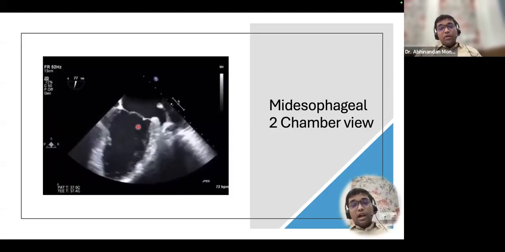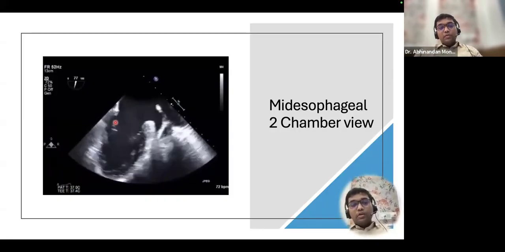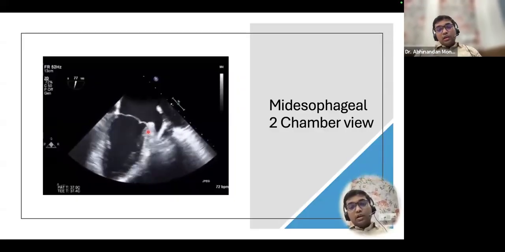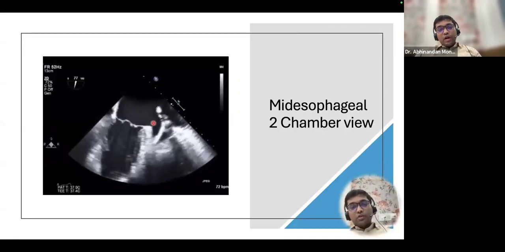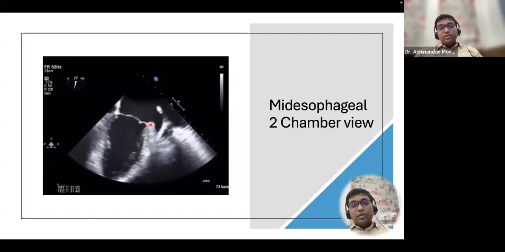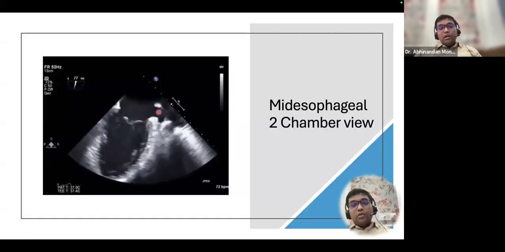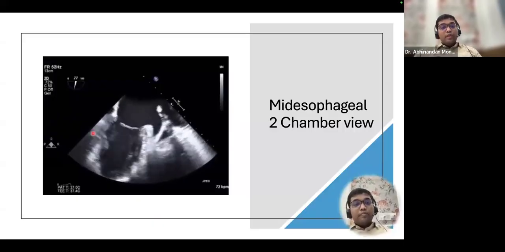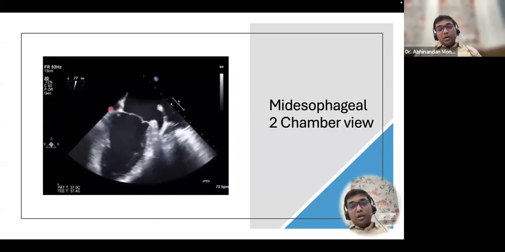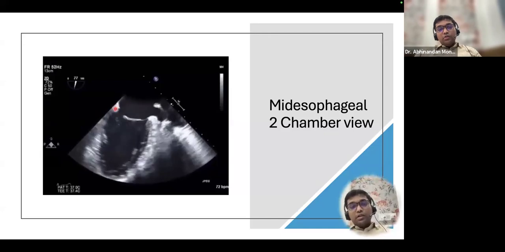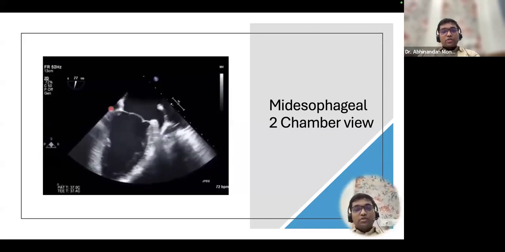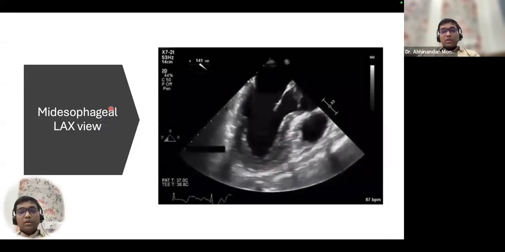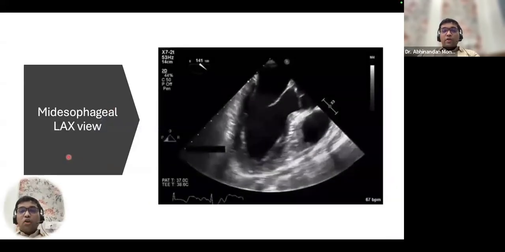So it is A1, A2, A3 followed by P3, and you can see there is a small artery, a cross section of artery. That is your left circumflex artery that you can see over here, and this is your LA appendage that you can see. And here the mark you can see over here, this is your coronary sinus, cross section of coronary sinus. Now this is your mid-esophageal long axis view.